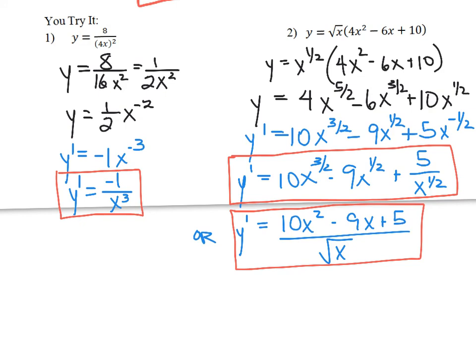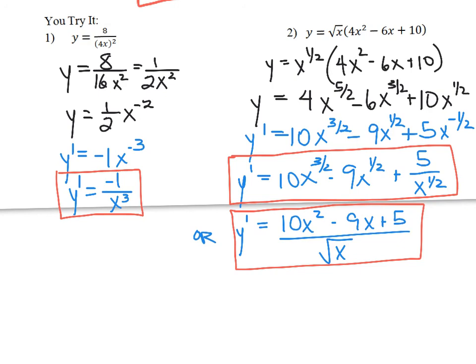So multiplying 4 times 5/2 gives me 10x to the 3/2. I subtracted 1 from the exponent. Multiply negative 6 times 3/2 and that gives me negative 9x. Subtracting 1 from the exponent gives me a 1/2 for the new exponent. Lastly, 10x to the 1/2, I'm going to multiply 10 times 1/2 and get 5. Subtract 1 from the exponent and that gives me a negative 1/2.